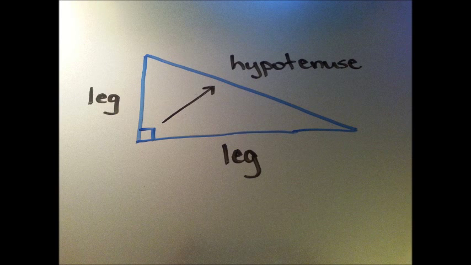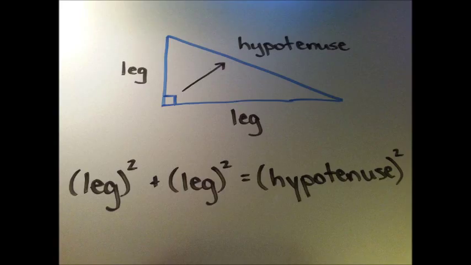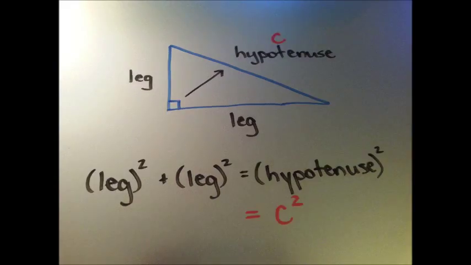One of the versions of the Pythagorean Theorem tells us that the square of the length of one leg added to the square of the length of the other leg is equal to the square of the length of the hypotenuse. Now that's a lot of words and letters, so we use some symbols to make this a little faster. The symbol for the hypotenuse is always c. So when we talk about the hypotenuse being squared, we can also write that as c squared.